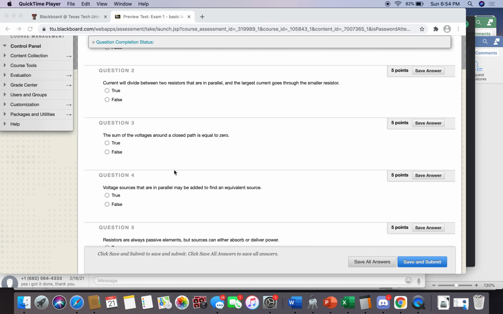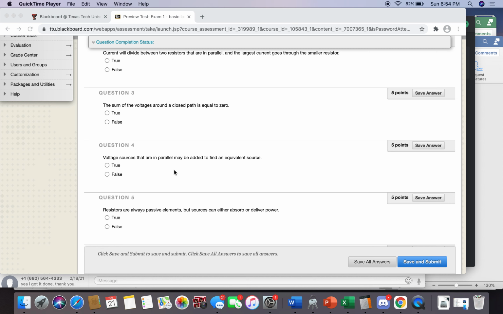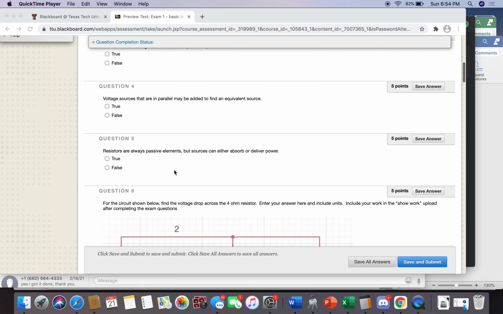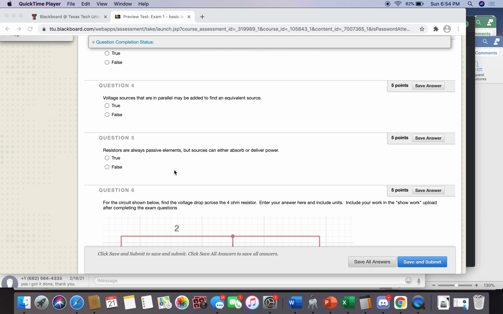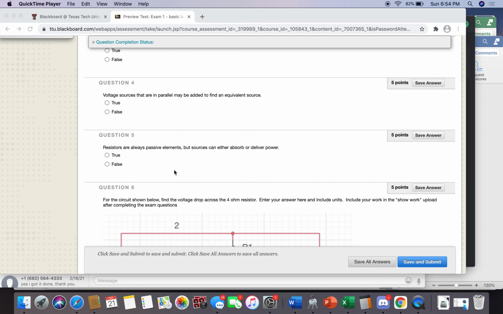Question number 4, voltage sources that are in parallel may be added to find an equivalent source. That is false. Voltage sources are added in series. And question 5, resistors are always passive elements, but sources can either absorb or deliver power, and that is true.